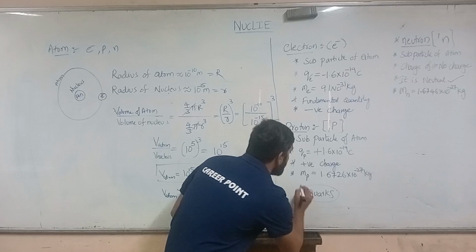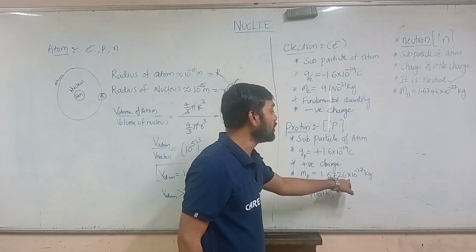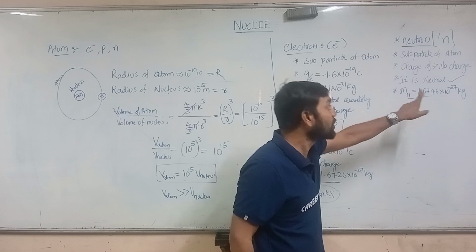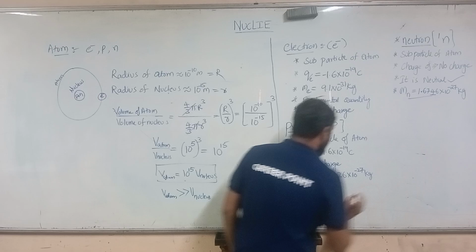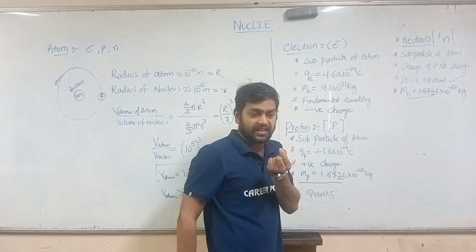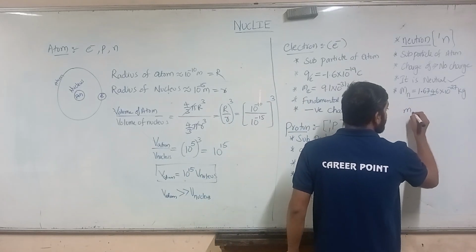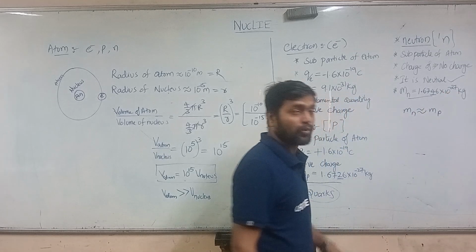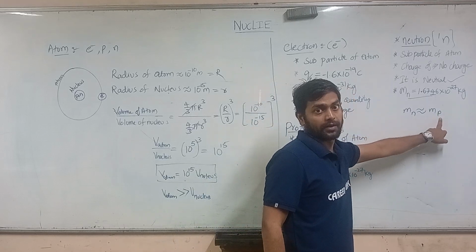Let us observe the mass of the proton. The mass of the proton is equal to 1.6726 into 10 to the power minus 27 kg, and the mass of the neutron is equal to 1.6746 into 10 to the power minus 27. Here you see we have 4 and here we have 2, so it is a very small change. For that reason, mostly we will take the mass of the neutron as similar to the mass of the proton.